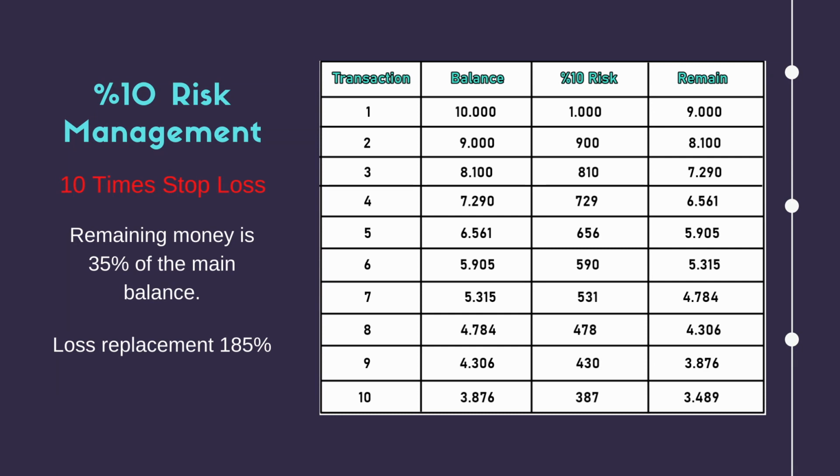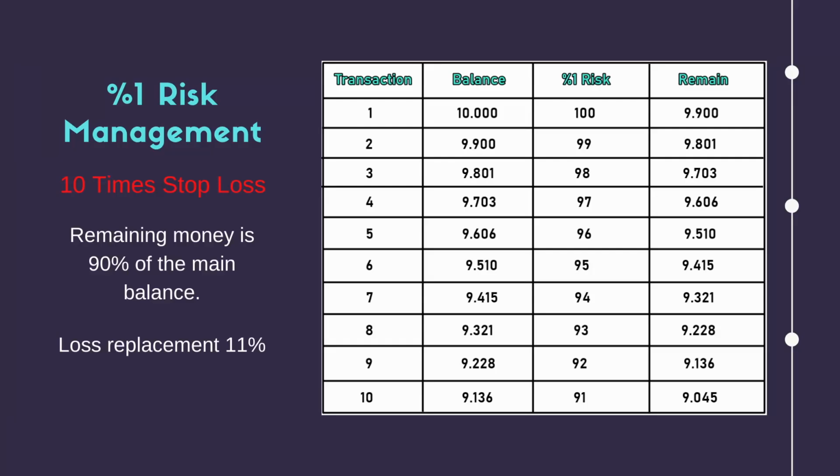Now, let's examine the chart that occurs when a person who does 10% risk management stops 10 times in a row. As we see here, a person who constantly stops with 10% of his balance loses approximately 65% of his capital as a result of 10 transactions. The replacement rate for this loss is 185%.